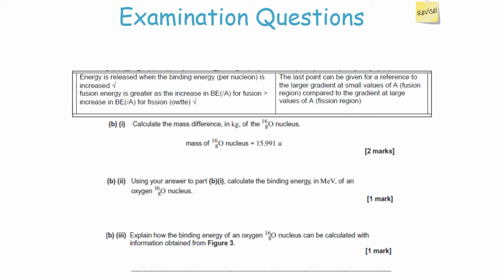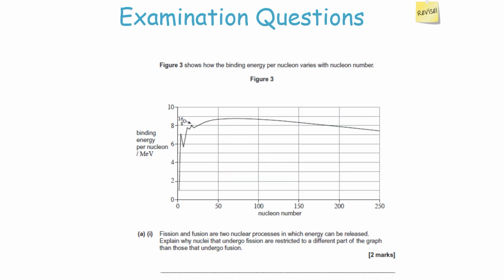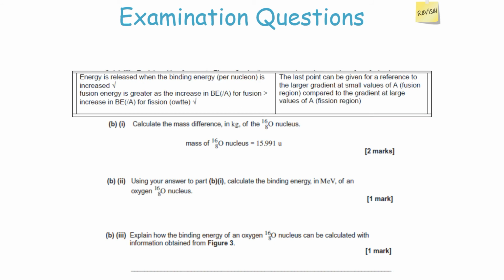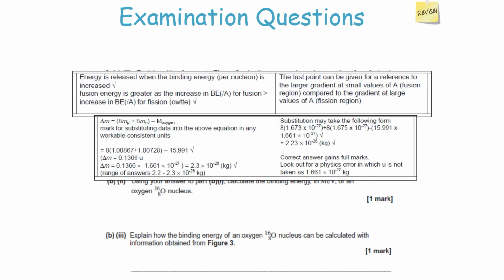So the fission has a more gentler gradient, as you can see in the graph here. So calculate the mass difference. So how would you work it through? Well, you can work out your mass difference by working out the mass of 8 protons and the mass of 8 neutrons, and then you would subtract the mass of the actual oxygen nucleus from that.